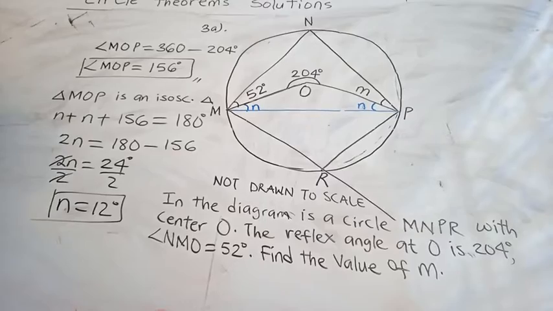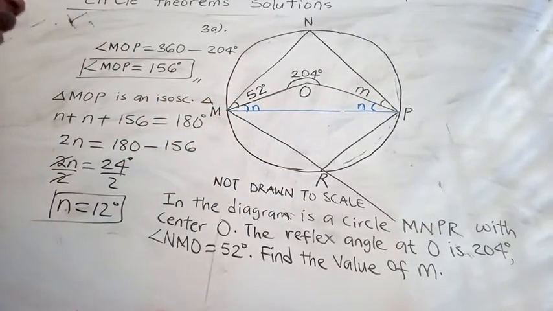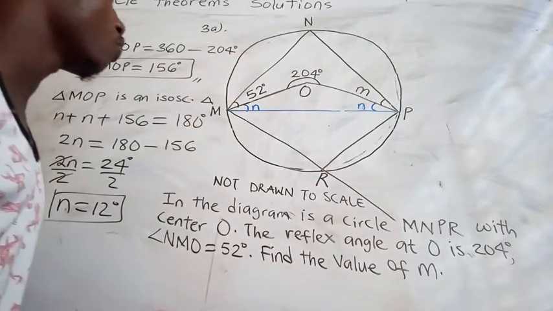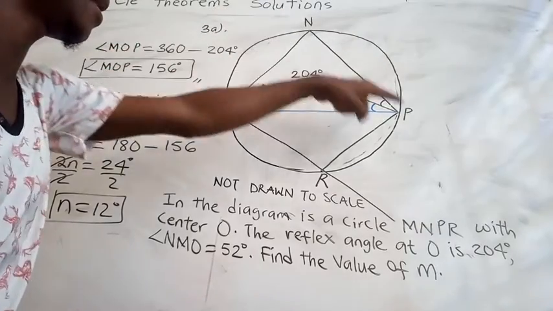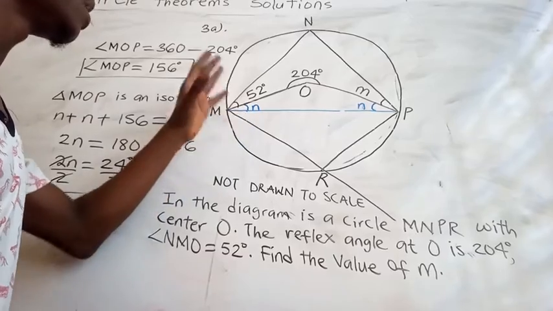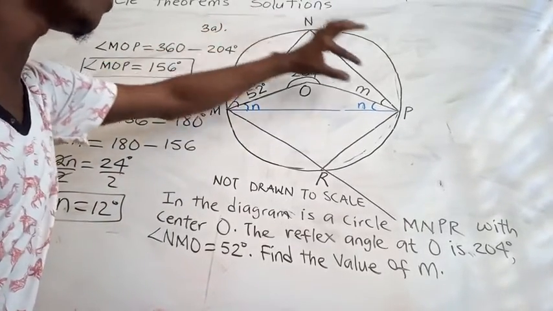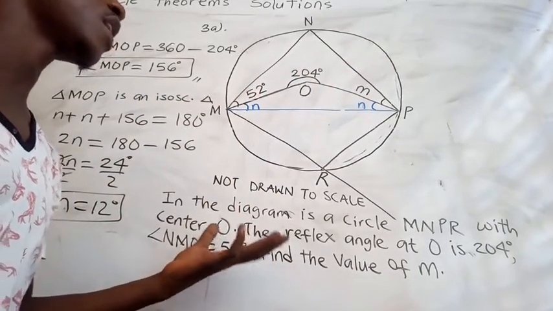But we are not asked to find n, we are asked to find m. So here, to find m, we need to consider this triangle, which is triangle MNP. Considering this triangle, we can see that the sum of all the interior angles within this bigger triangle will be equal to 180 degrees.